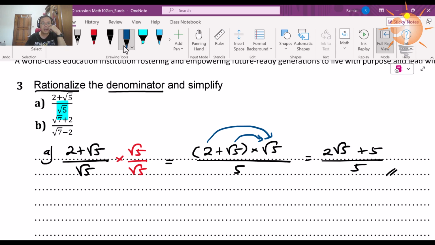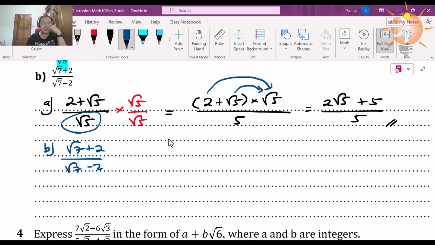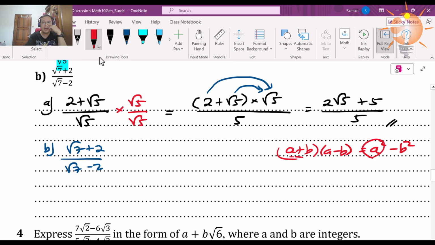Okay, question B, we have square root of 7 plus 2 over square root of 7 minus 2. Now, if we have something like this in which the denominator is not a single term like before, and it's being added or subtracted by something else, you need to multiply this by the conjugate of the denominator. The reason we do that is because if I multiply a pair of conjugates, it's just the difference of the squares of these two numbers: the first number squared minus the second number squared. Now, if you square a square root, the square root is gone.